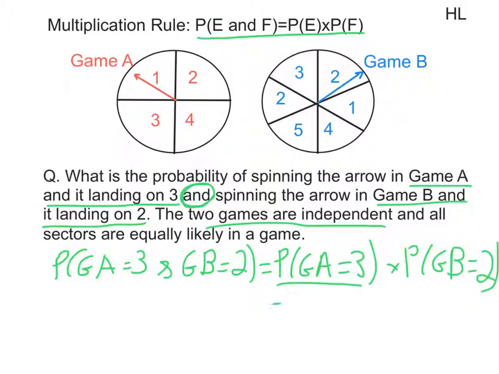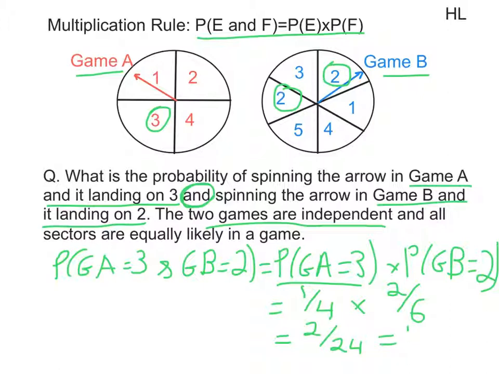So looking at this first part, game A equal to 3. In game A, there are 4 sectors, so there are 4 possible outcomes, and only in one sector can the spinner land on 3. So the number of successful outcomes is 1, and there are 4 possible outcomes. So this probability is equal to a quarter. This is multiplied by the probability game B equals 2. In game B, there are 6 sectors, and there are two sectors in which the spinner can land on 2. So the number of successful outcomes is 2 over the possible outcomes is 6. So a quarter multiplied by 2 over 6 is 2 over 24. Simplifying, we have a 12th.